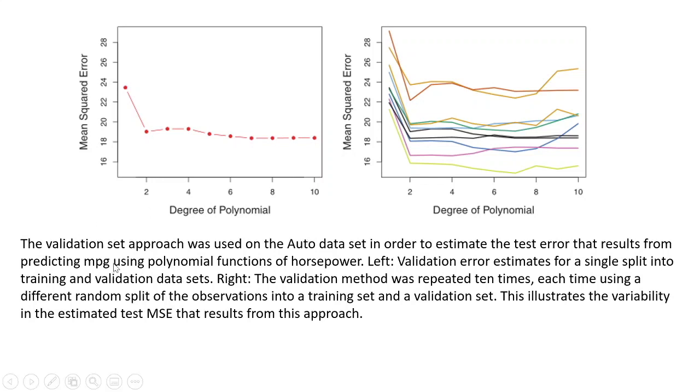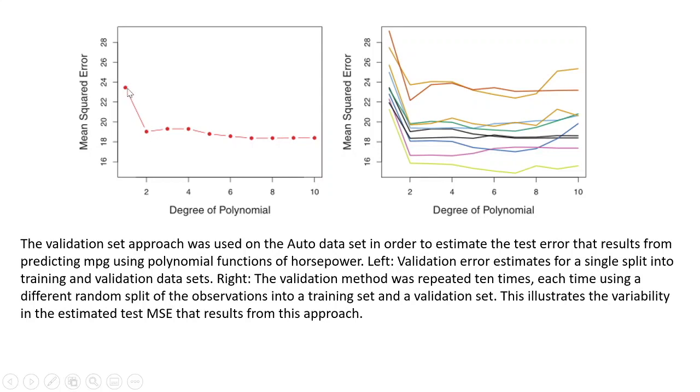So what we do is we try to predict the MPG using the other predictors, and we use polynomial functions of horsepower. Okay, so the predictor here is the horsepower. On the left graph, what you see is the validation error estimates for a single split into training and validation data sets. This is for the single split, which means that you might divide your data into some percent for training data sets, and some percent for the validation data sets.